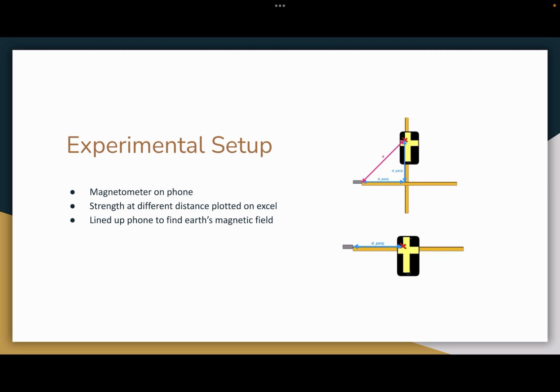For the experimental setup, I used a magnetometer on my phone to record the magnetic field at different distances from the bar magnet. The data was entered into Excel to plot ln Bx versus ln r. Before measuring, I aligned the phone with magnetic north to cancel Earth's magnetic field and isolate the magnet's contribution.